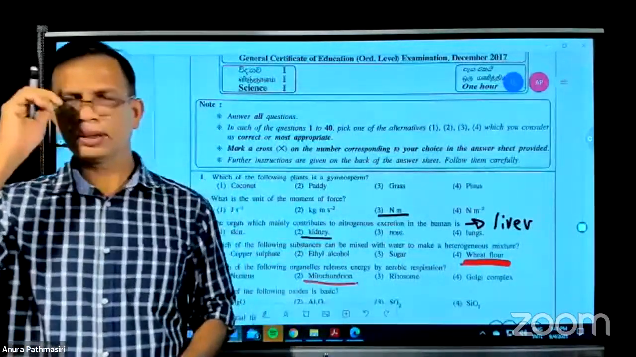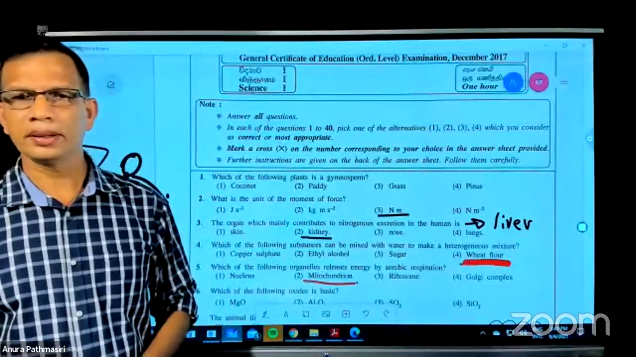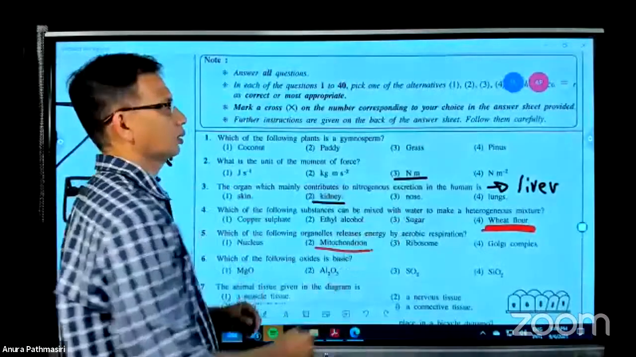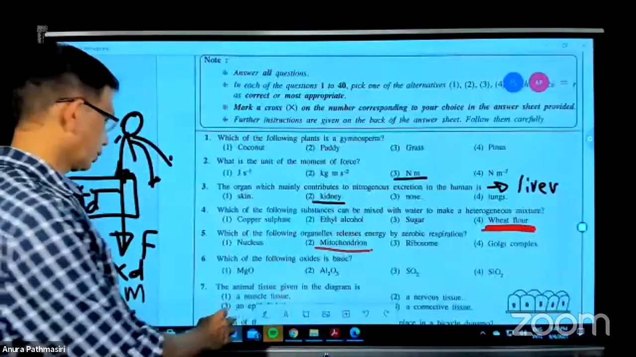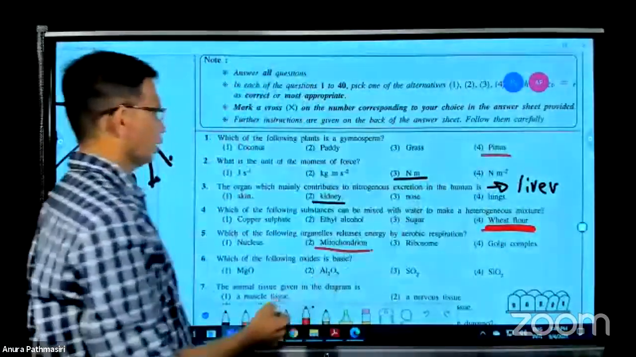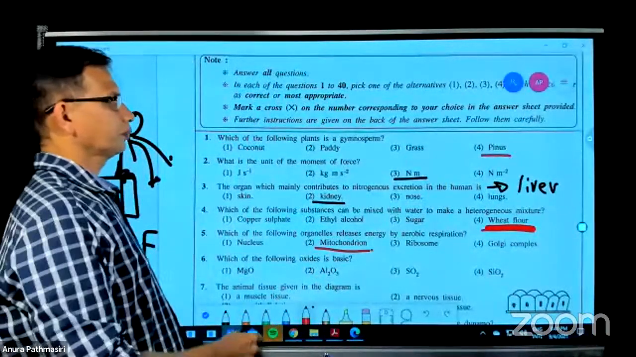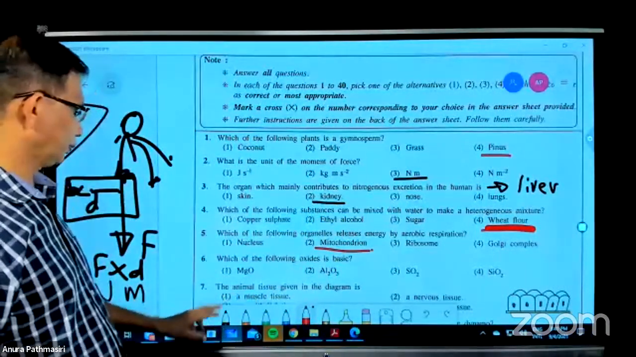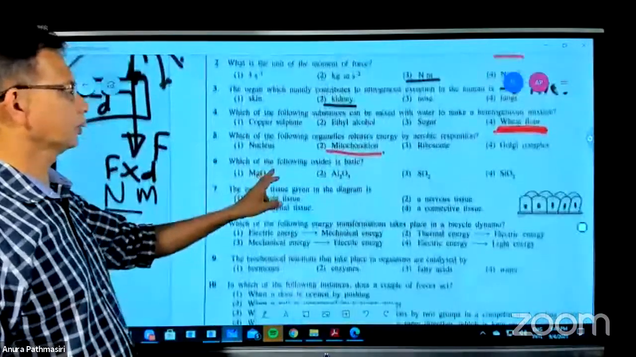Which of the following plant is gymnosperm? We have already discussed. The answer is... what is the answer here? It's finest. And what is the unit of the momentum force? Newton meter. The kidney. Fifth one is mitochondria.